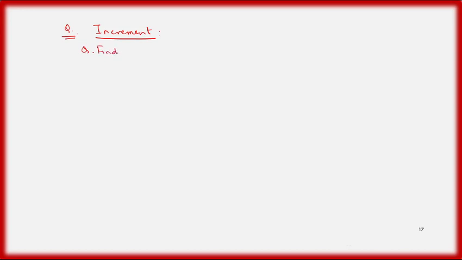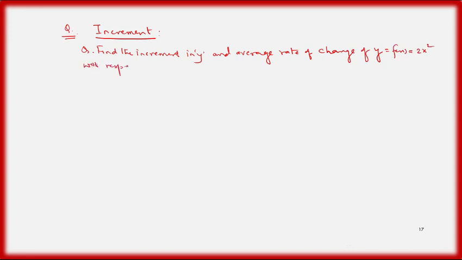Find the increment in y and average rate of change of y equal to f of x equal to 2x square with respect to x when x changes from 2 to 2.5.